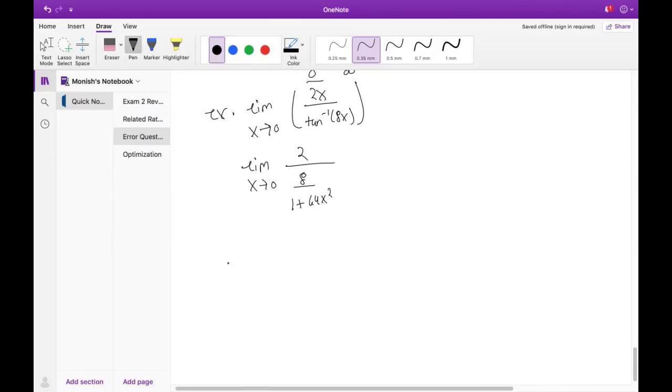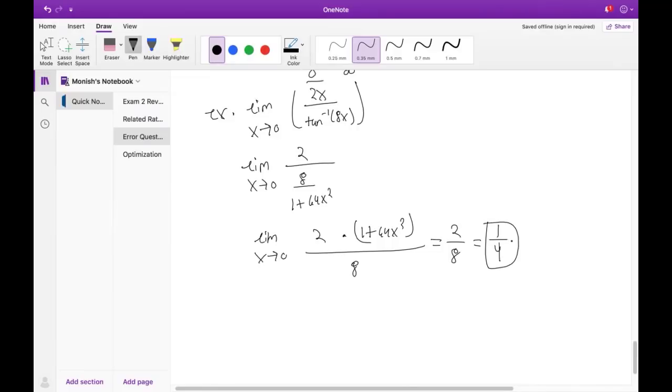And then I can rewrite this as the limit as x approaches 0 of 2 times 1 plus 64x squared over 8. And now if I plug in 0, I'll get 2 times 1 plus 0, which is 1, over 8. So 2 over 8, or just 1/4. So that one's a kind of simple example, and then I'll go over a little more complicated example.